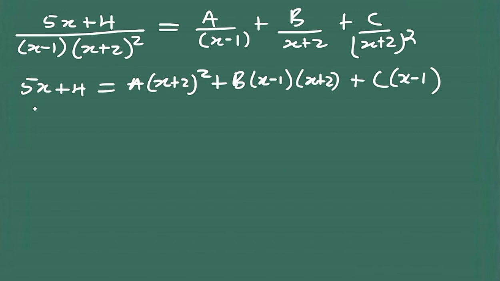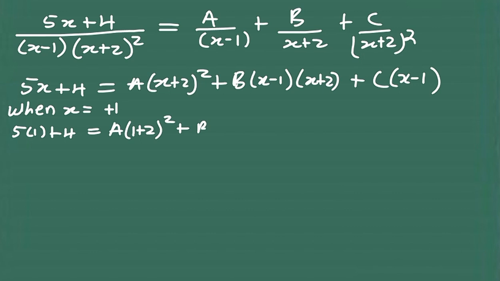Let's think of a value of x that would eliminate two of the terms. If I choose x equals -1, this will be gone and this will be gone. So let's say when x equals -1, no, +1, sorry, we are going to have 5 times 1 plus 4 equals A (1 plus 2) all squared, plus B into bracket (1 minus 1) times (1 plus 2), plus C into bracket (1 minus 1).